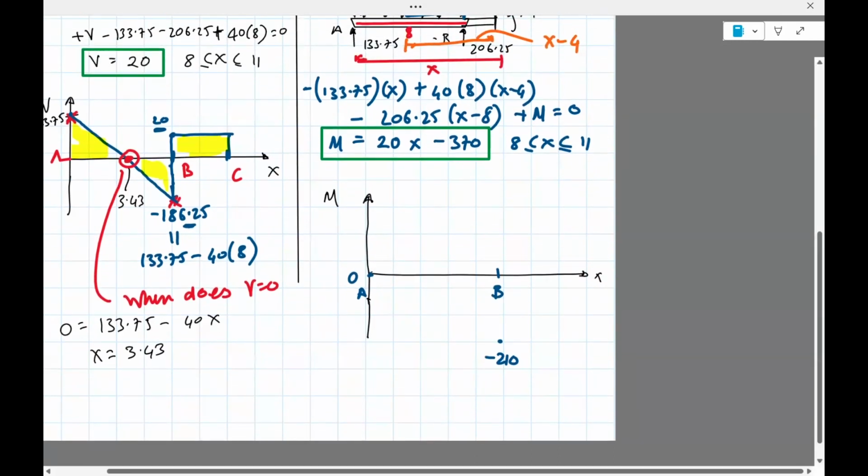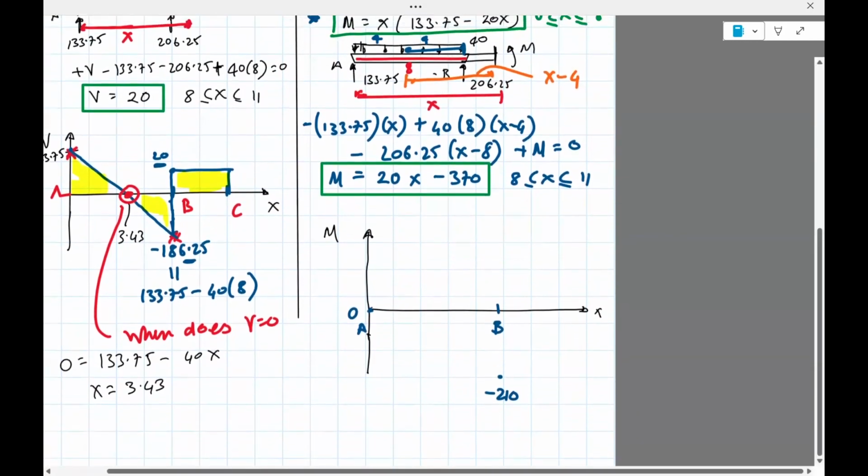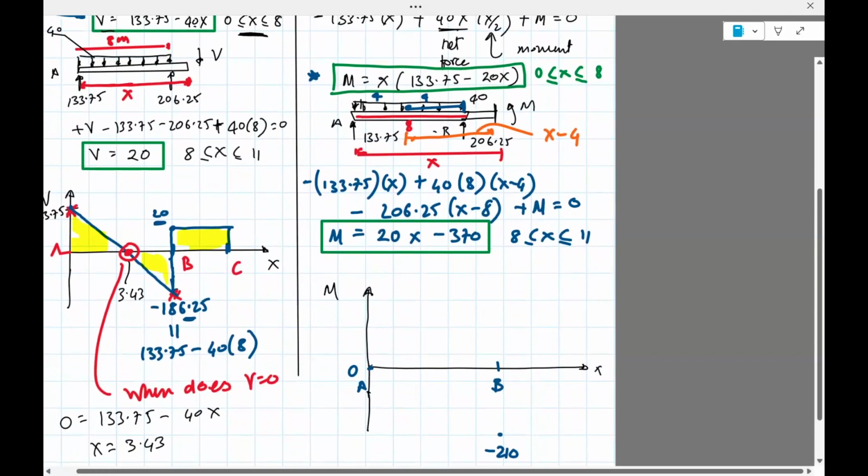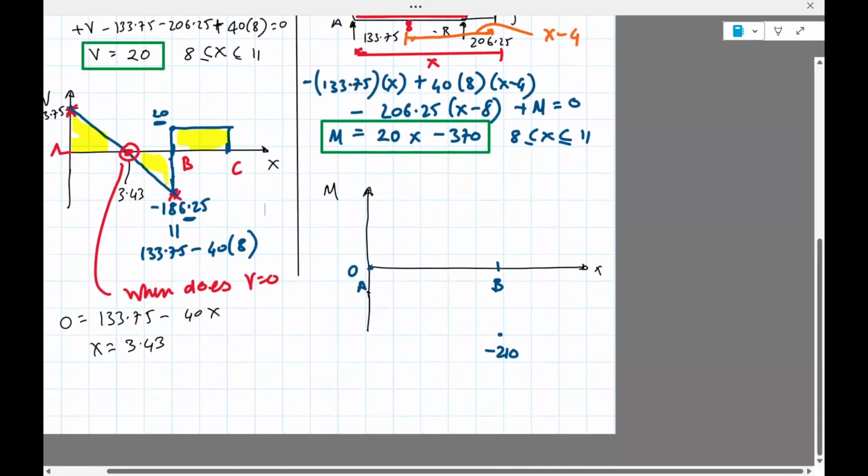Okay, so we have minus 210 there. Now, we need to connect the dots between 0 and 8. You see that the equation is actually quadratic, so it's a curve. Now the question is, how is this curve? Is it this way? Is it this way? This way? Is it this way? This way is not clear.